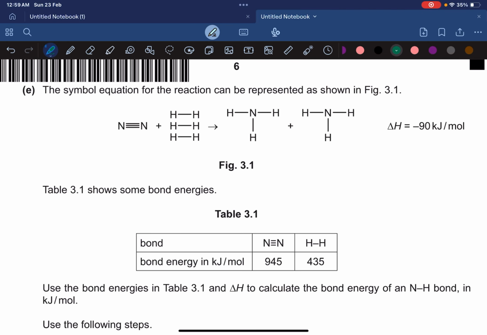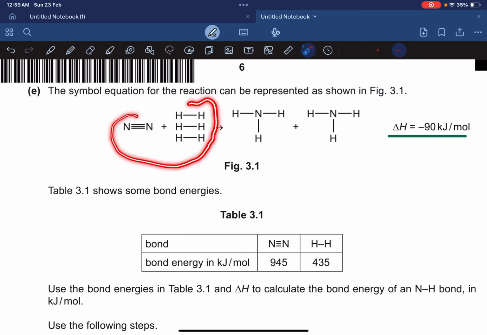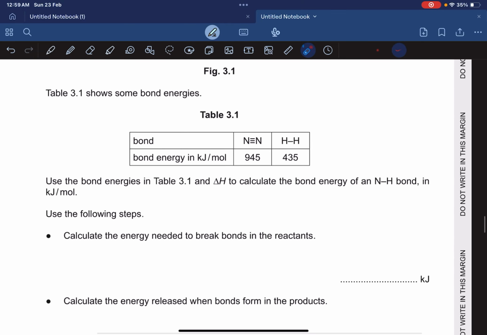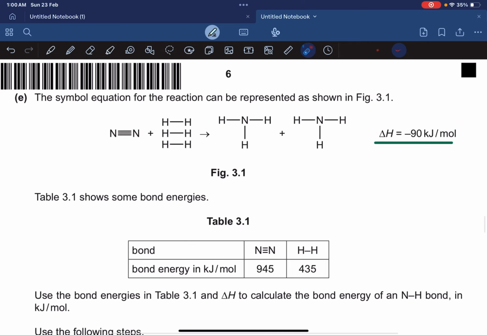The simple equation for the reaction can be represented as shown in figure 3.1. Okay. We are given our enthalpy change. These are bonds broken, and these are the new bonds being formed. Table 3.1 shows some bond energies. Use the bond energies in table 3.1 and delta H to calculate the bond energy for an N-H bond in kilojoule per mole. Use the following steps. Calculate the energy needed to break bonds in the reactants.